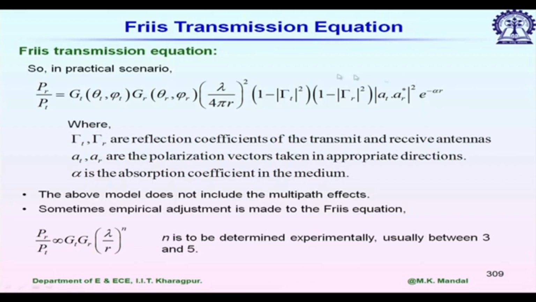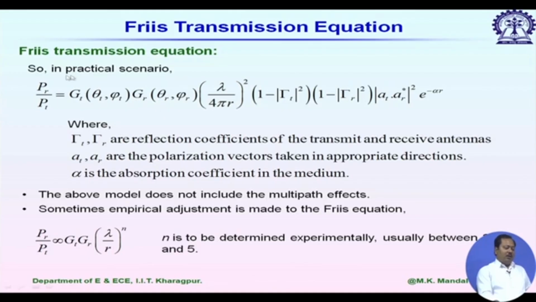So, at least in this equation, we have included the effect of polarization mismatch, the effect of atmospheric loss, the effect of reflection losses at the antenna terminal, and also we represented the gain of the antenna as a function of theta and phi, and we can consider the actual values facing each other.